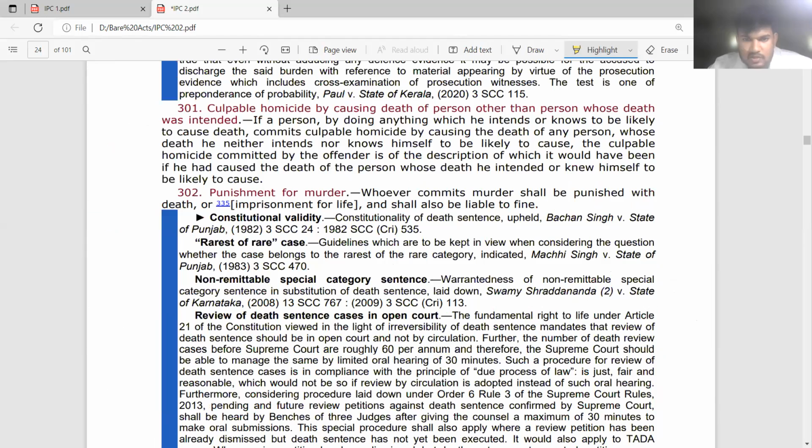Look, here they mention whoever commits murder shall be punished with death or imprisonment for life, and shall also be liable to fine. Okay.